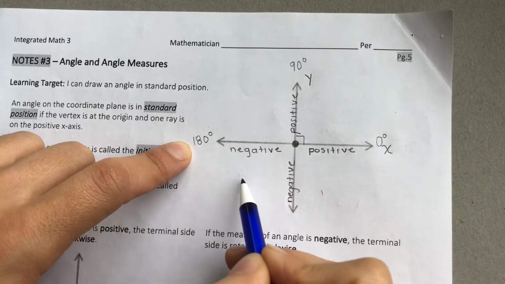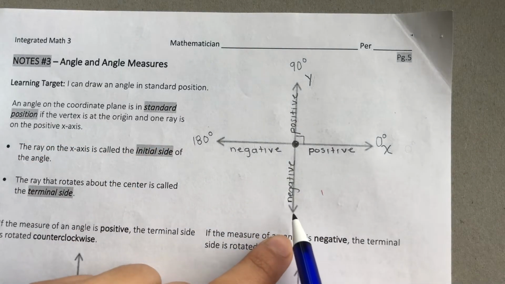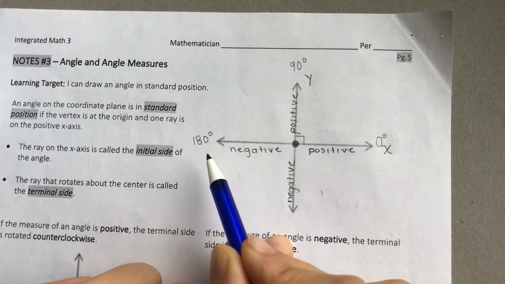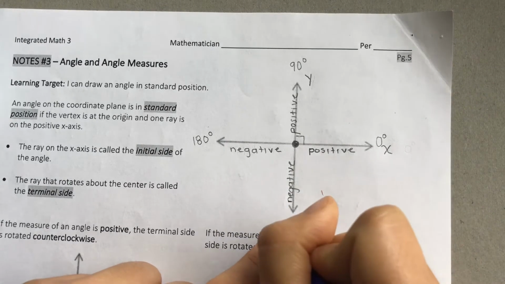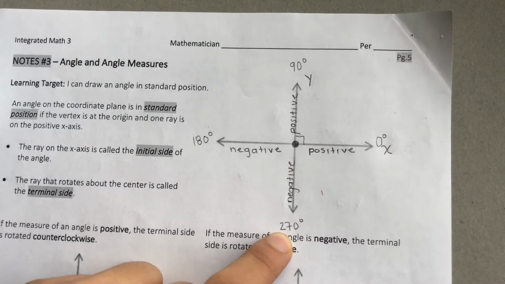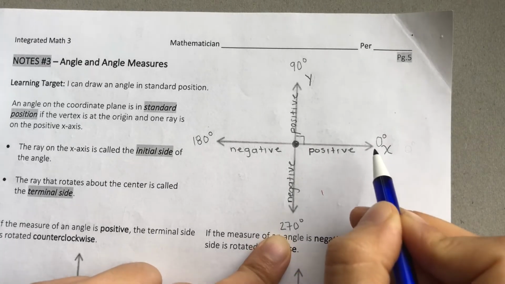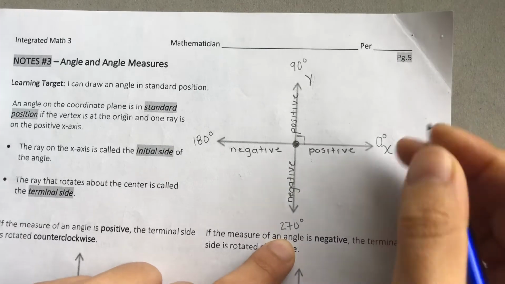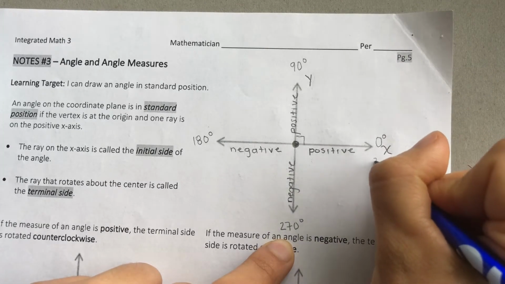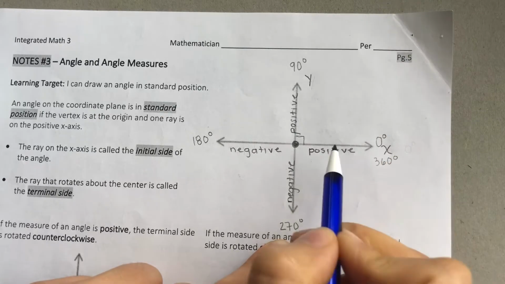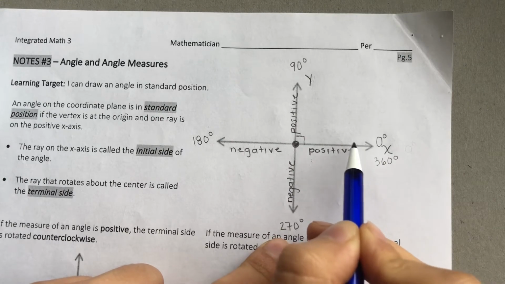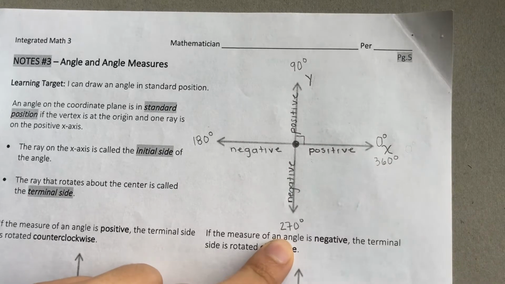And then if we keep going to the negative side of the y-axis, that means that we're rotating 90 degrees more. So 180 plus 90 is 270 degrees. And then if we keep going 90 degrees more, 270 plus 90 is 360 degrees. Okay, so when we do a 360 degree rotation, we end up where we started, okay?